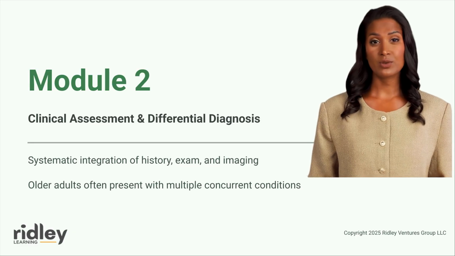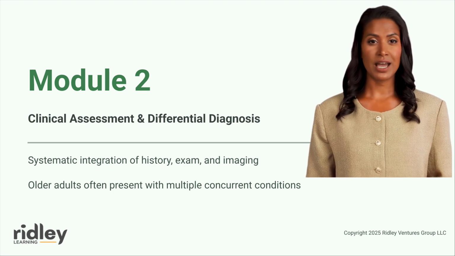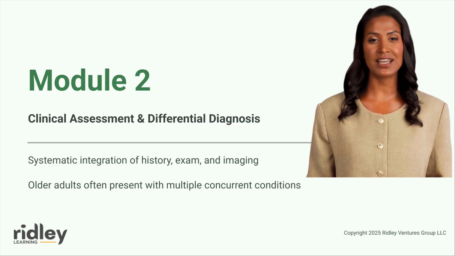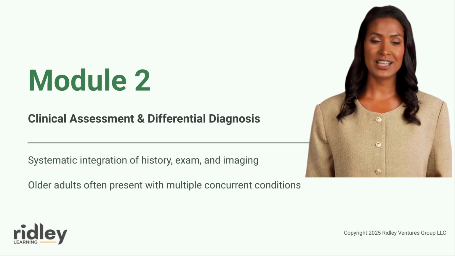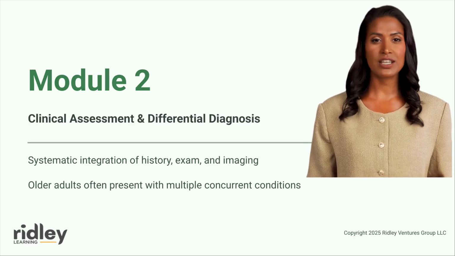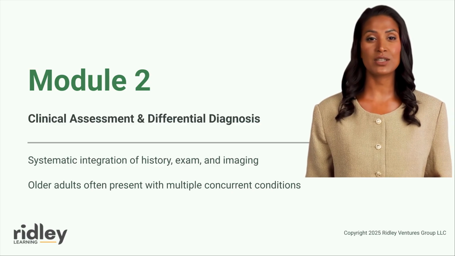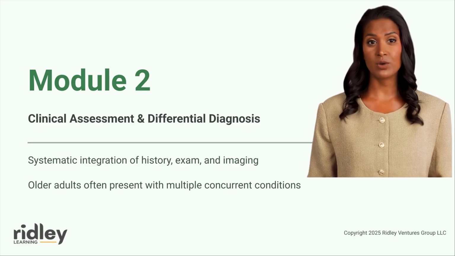We now move to Module 2, which covers clinical assessment and differential diagnosis. Accurate clinical assessment of lumbar spinal stenosis requires systematic integration of patient history, physical examination findings, and diagnostic imaging. Rehabilitation professionals serve as frontline clinicians who must recognize the characteristic presentation of neurogenic claudication, differentiate it from conditions with overlapping symptom profiles, and identify patients requiring urgent medical referral.